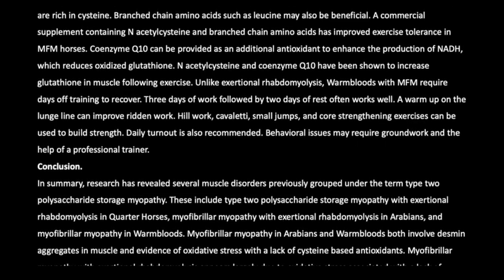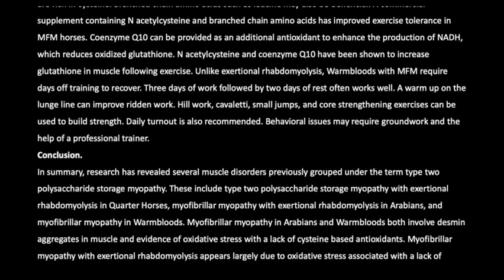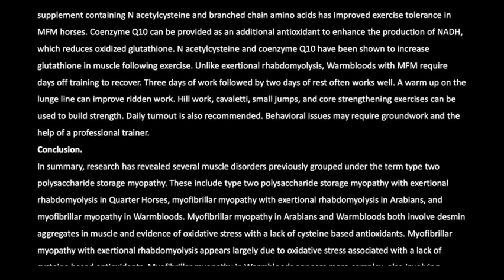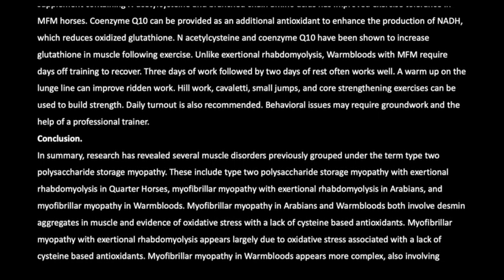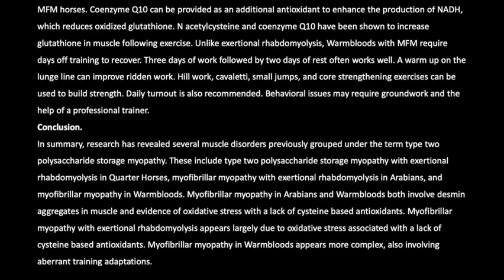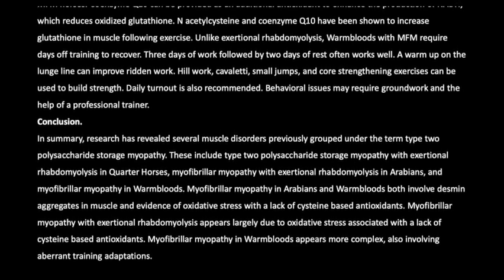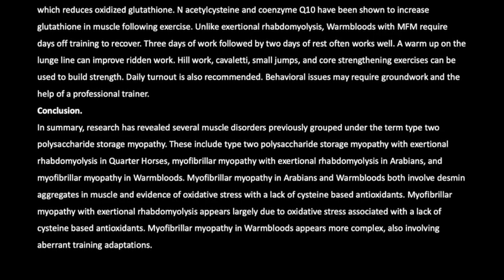Conclusion. In summary, research has revealed several muscle disorders previously grouped under the term type 2 polysaccharide storage myopathy. These include type 2 polysaccharide storage myopathy with exertional rhabdomyolysis in quarter horses, myofibrillar myopathy with exertional rhabdomyolysis in Arabians, and myofibrillar myopathy in warmbloods.